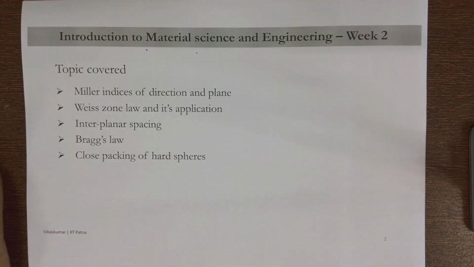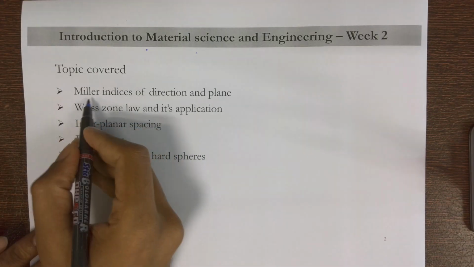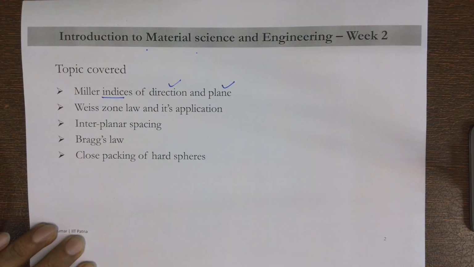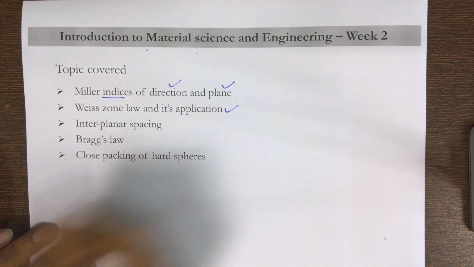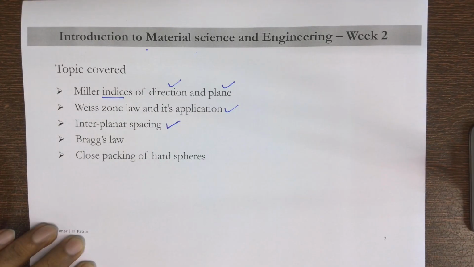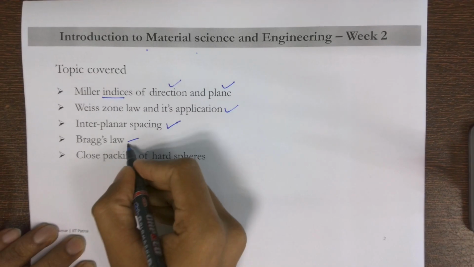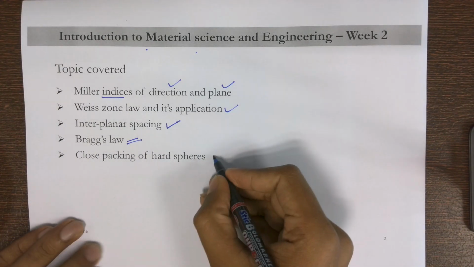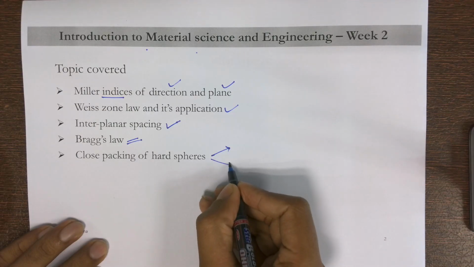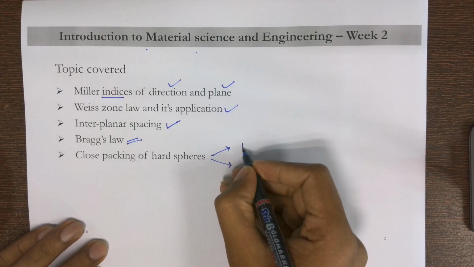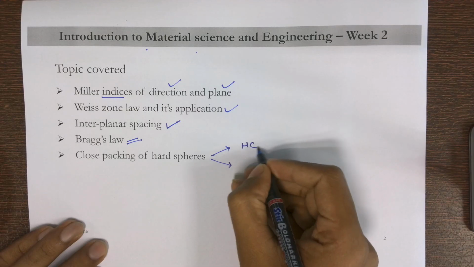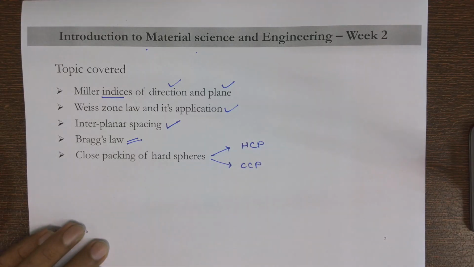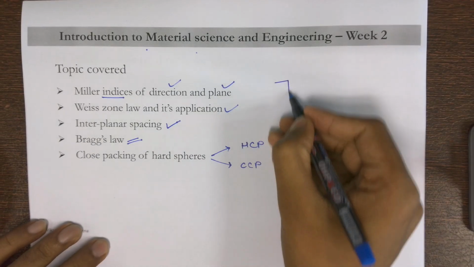In this particular week, the topics that have been covered are, first, Miller indices of the direction and the plane. Second, we discussed the Weiss zone law. Then we discussed interplanar spacing between two planes. Then we discussed Bragg's law, and at the end we discussed close packing of spheres, and we saw two cases: one can be hexagonal close pack, and one can be cubic close pack. So these are the things that we have covered in the class.